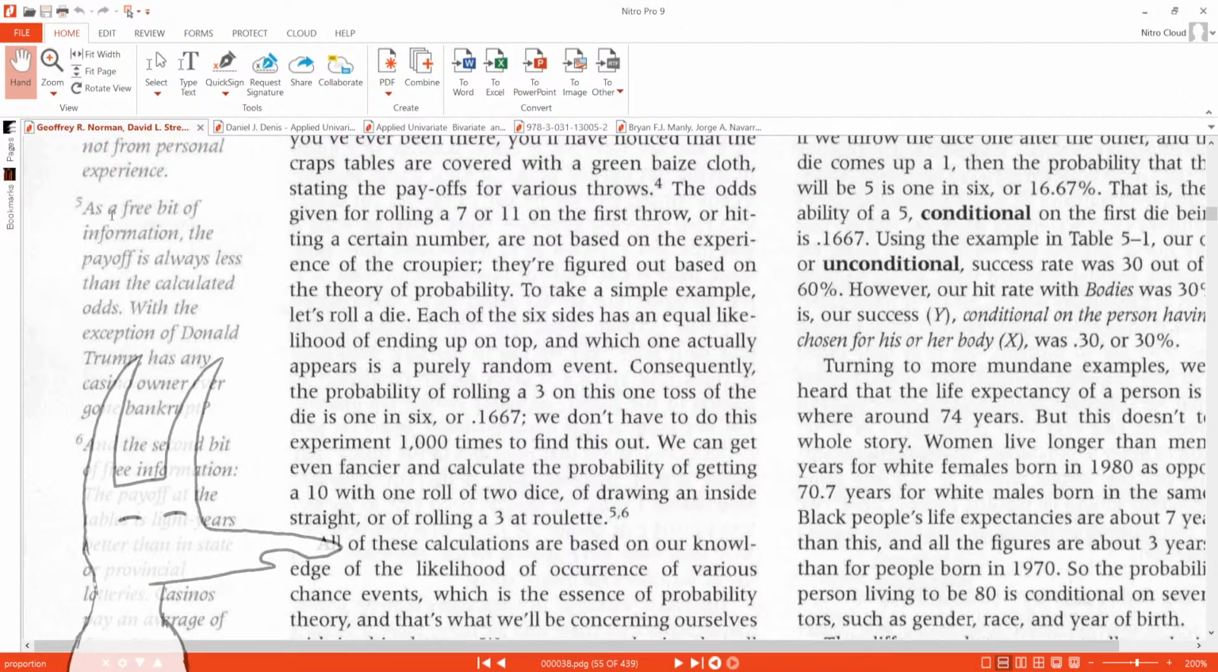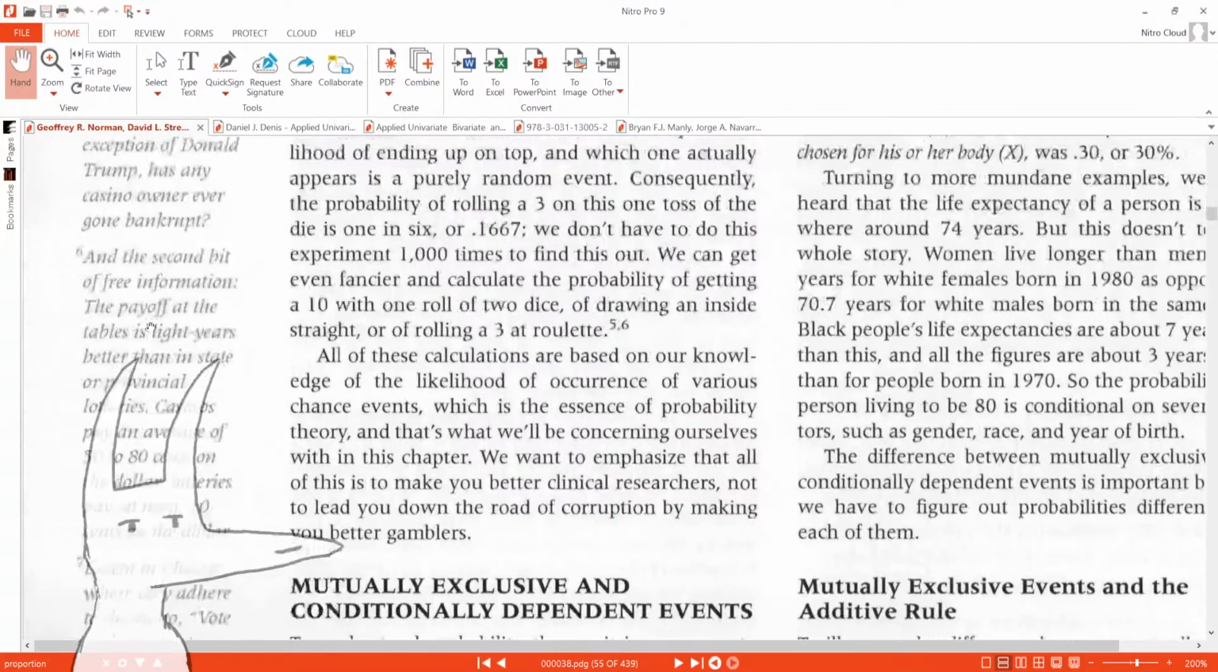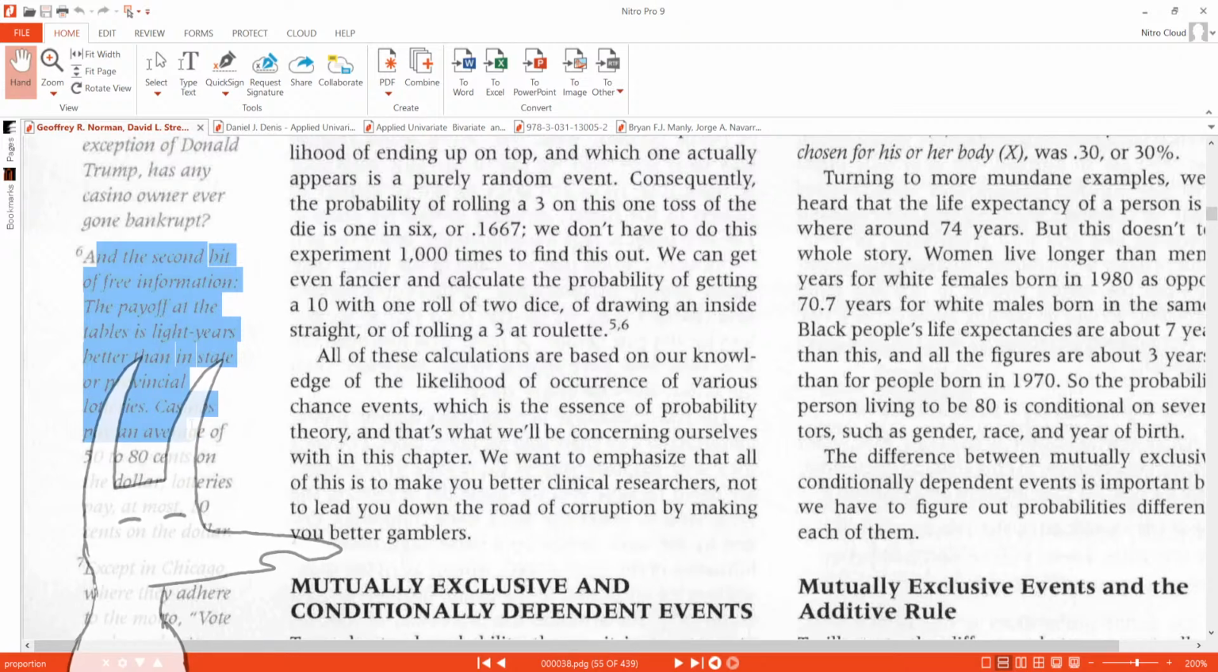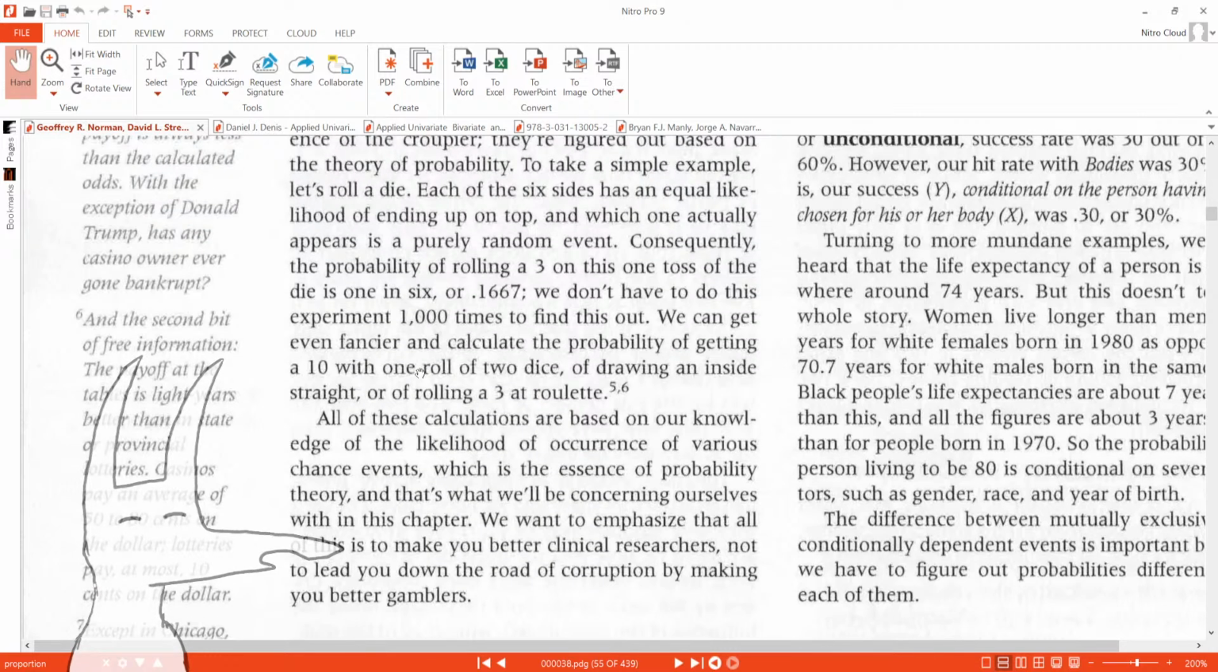As a free bit of information, the payoff is always less than the calculated odds, with the exception of Donald Trump. Has any casino owner ever gone bankrupt? Wow. And the second bit of free information: the payoff at the tables is light years better than in state or provincial lotteries. Casinos pay an average of 50 to 80 cents on the dollar. Lotteries pay at most 10 cents on the dollar. So lotteries are a faster way of losing money than going to a casino.